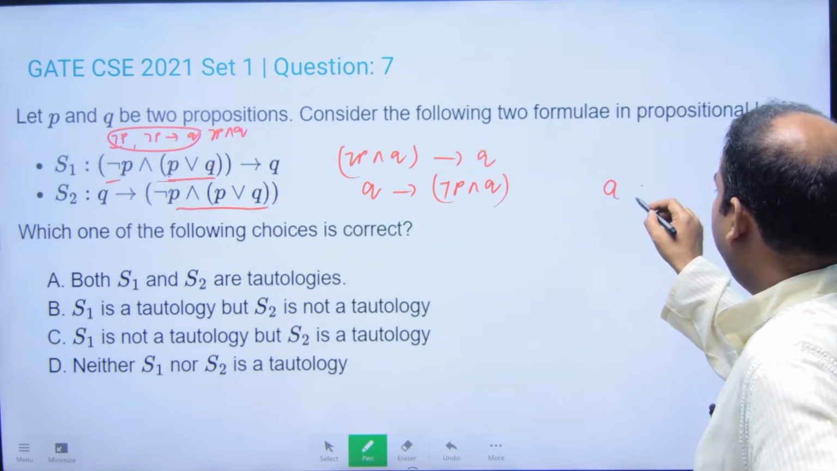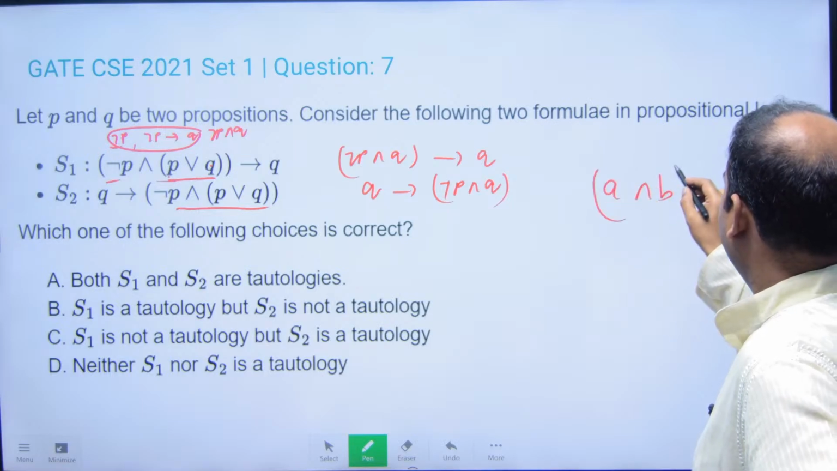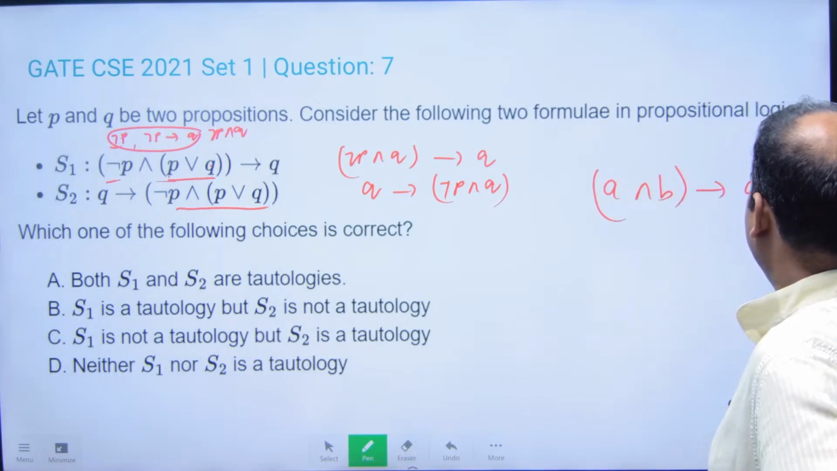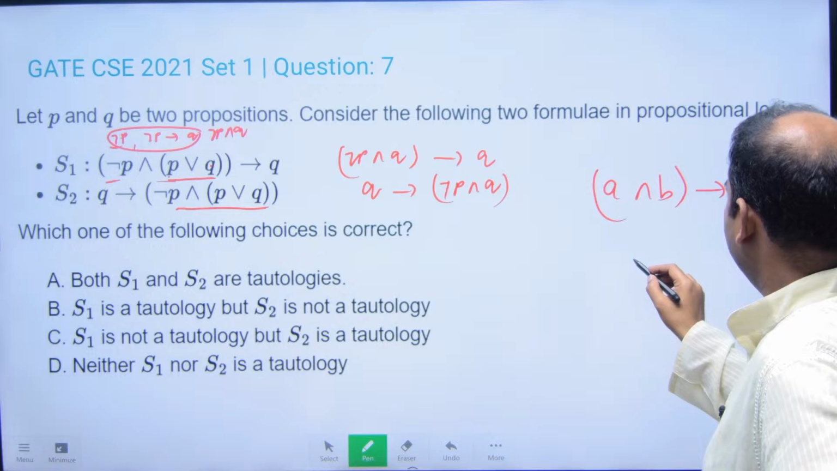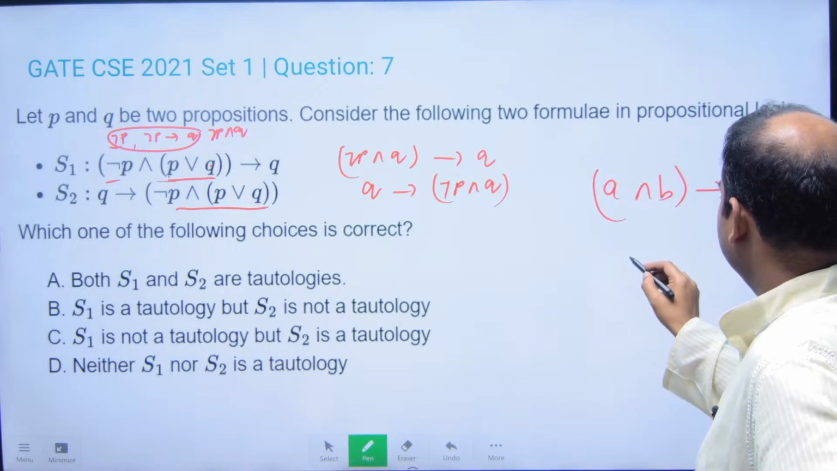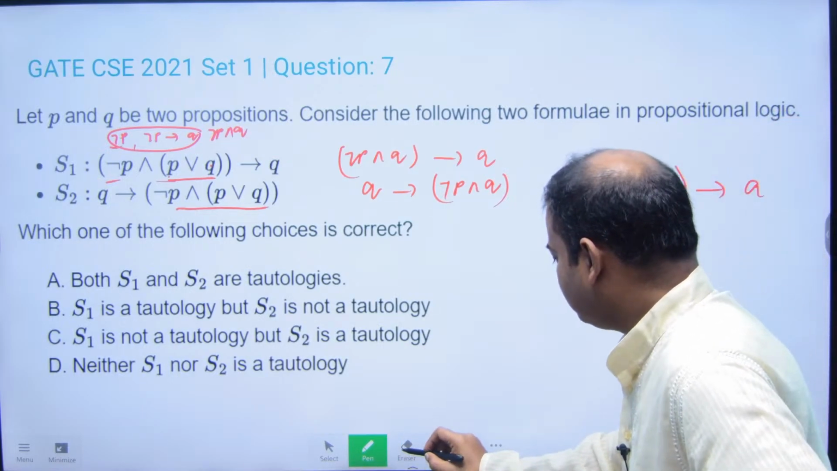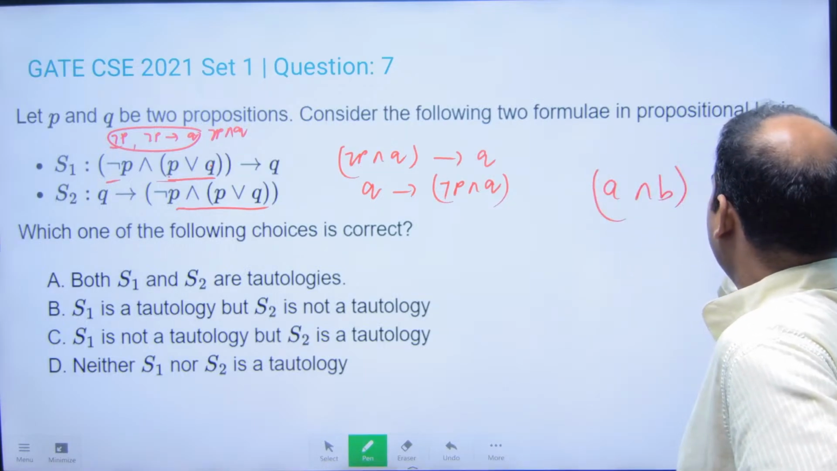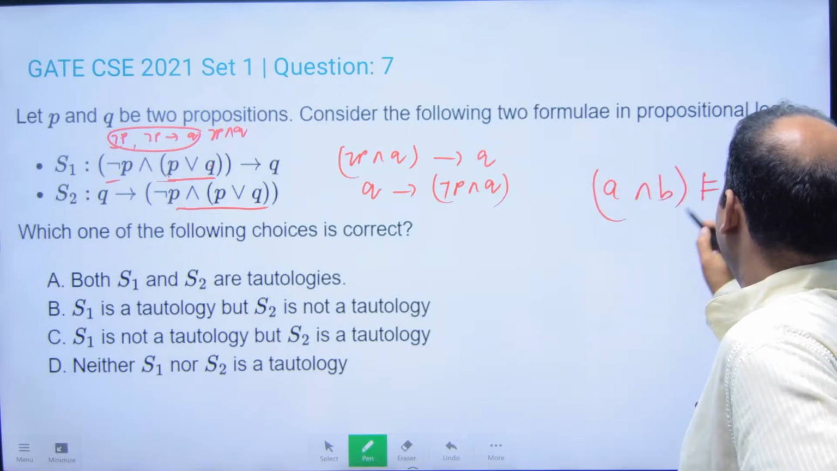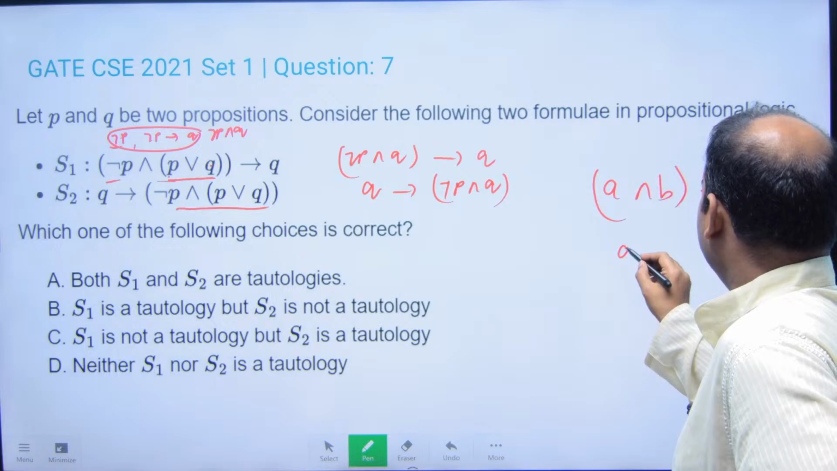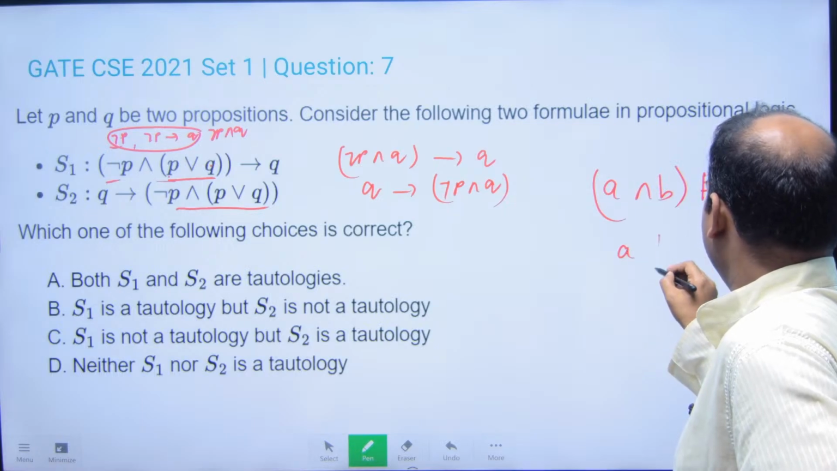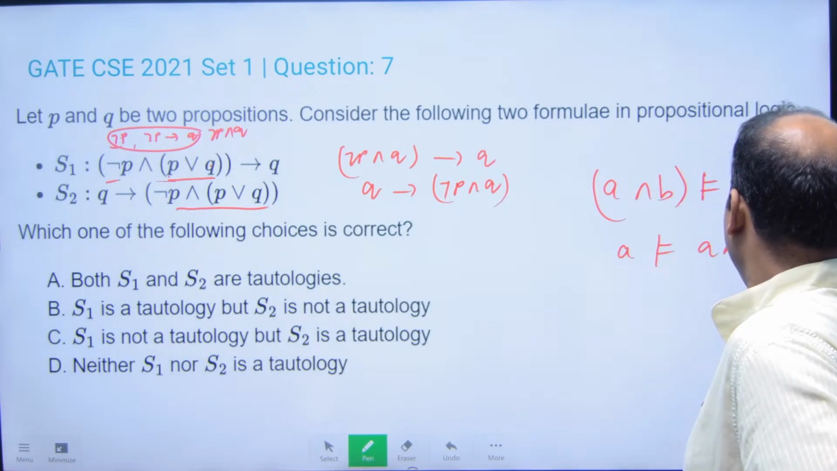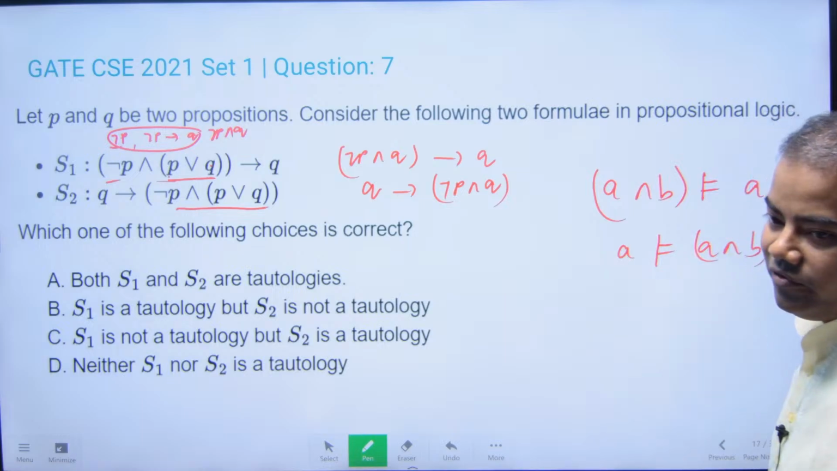A and B, this is true, or this is true. Which one is true?